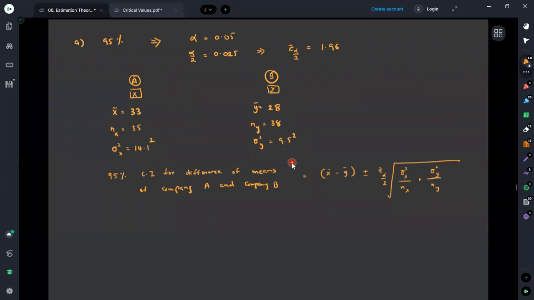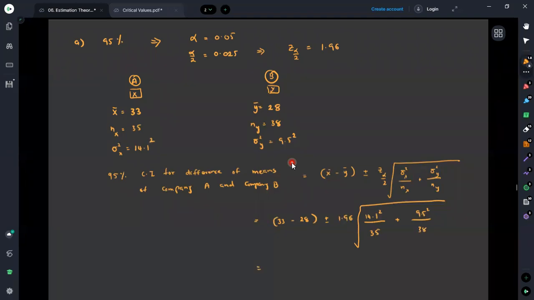Then we can do the substitution. X bar is 33 minus 28, y bar is 28, plus or minus z alpha over 2, which was considered as 1.96. Then sigma squared x is 14.1 squared, nx is 35, plus sigma squared y is 9.5 squared, ny is 30.